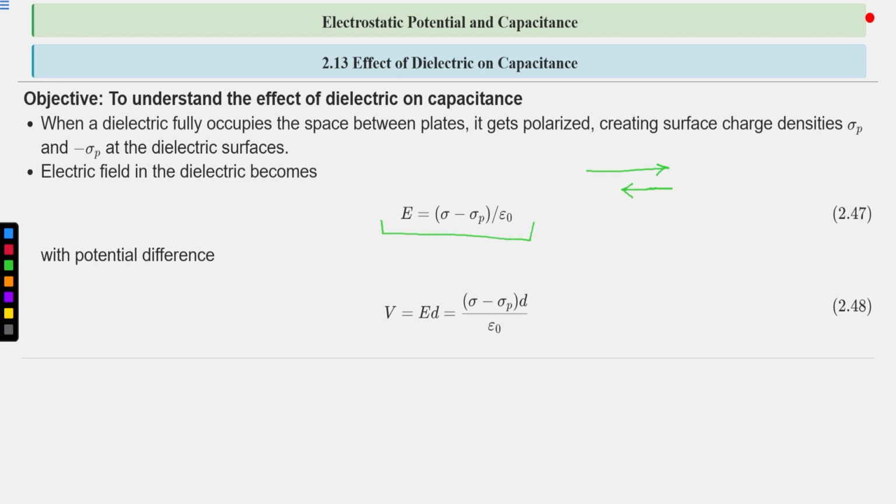What will the potential difference be now? It is this reduced value of the electric field times d, the separation between the capacitor plates, equal to sigma minus sigma p times d upon epsilon naught. We take the full d because the dielectric medium is completely inserted between the plates of the capacitor. Now you have understood this. Moving to the next slide.